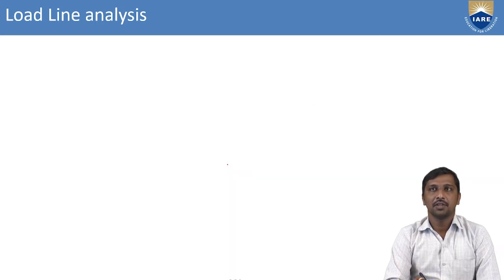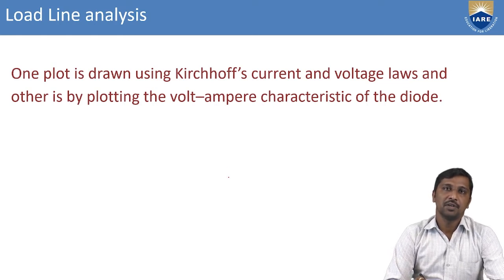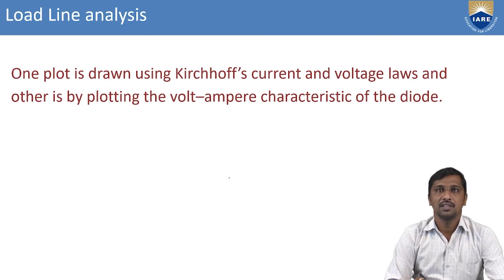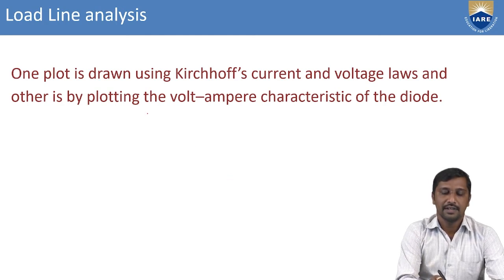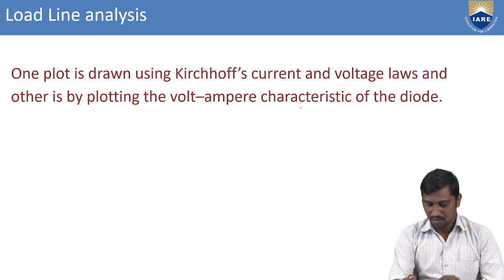Now by using the circuit, we are going to observe how to find out the load line, and then how to find out the exact operating point from the VI characteristics. We have two methodologies here. One is that we directly plot the curve by using Kirchhoff's current and voltage laws, and the other is that we directly plot the volt-ampere characteristics of the diode.